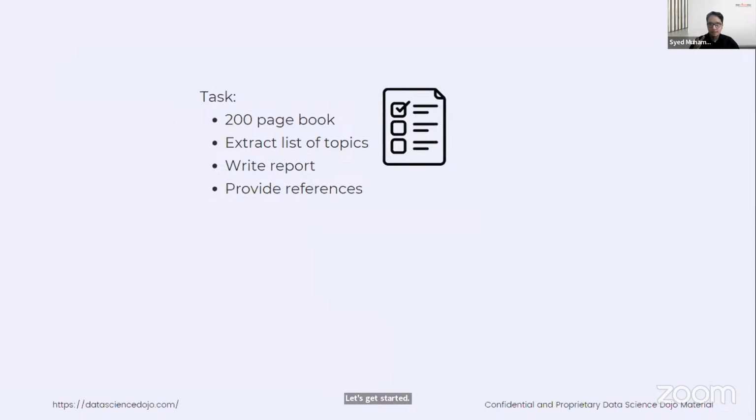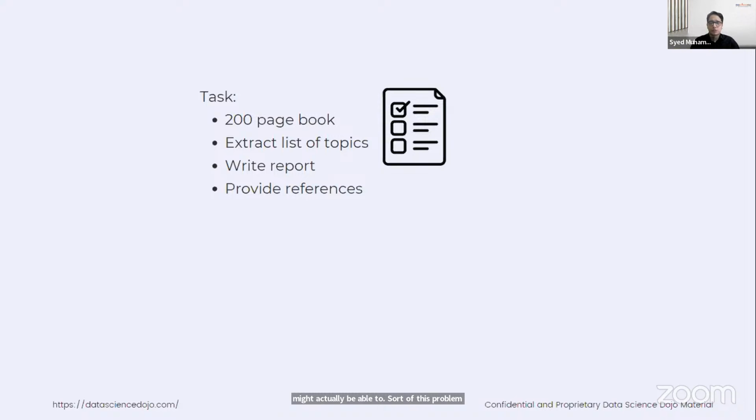Your manager has assigned you a task where you are provided with a 200-page book, and you have to extract information from a list of topics. The list of topics has been provided, and on the basis of that information, you have to write a report as well as provide references. So let's think how we might actually be able to sort out this problem.